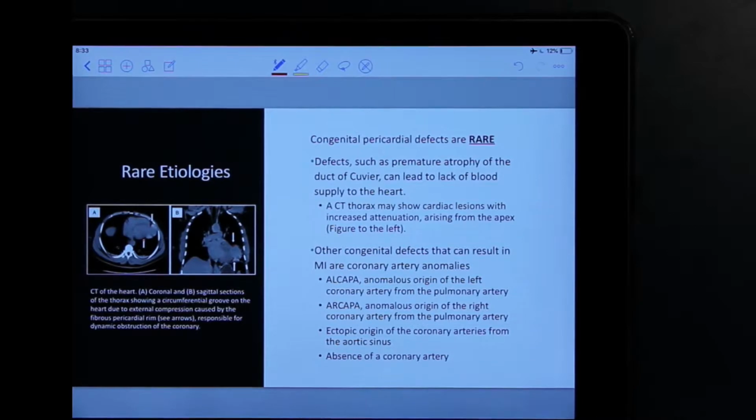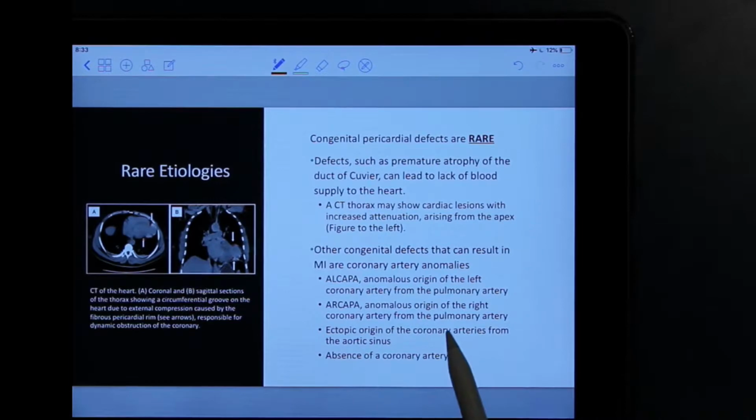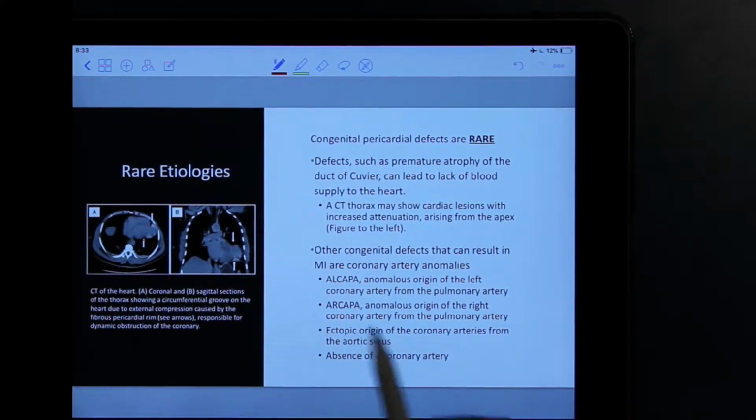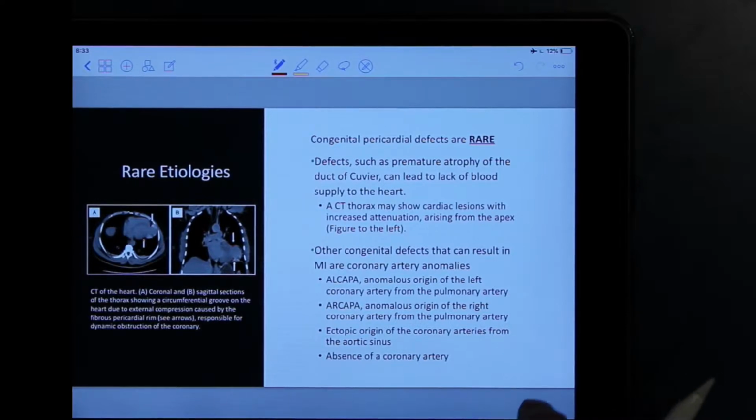Some other congenital defects that can result in myocardial infarction are any coronary artery anomalies. So an ALCAPA, which is an anomalous origin of the left coronary artery from the pulmonary artery, ARCAPA, which is anomalous origin of the right coronary artery from the pulmonary artery, any ectopic origin of the coronary arteries from the aortic sinus, or absence completely of a coronary artery can lead to myocardial infarction.